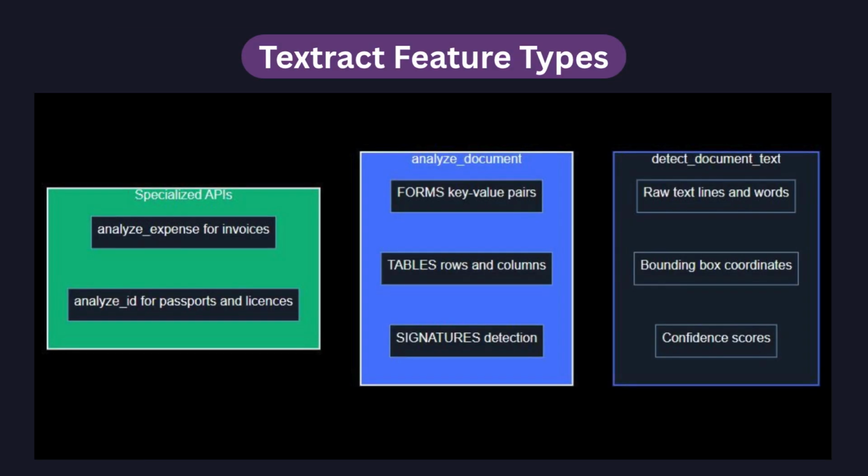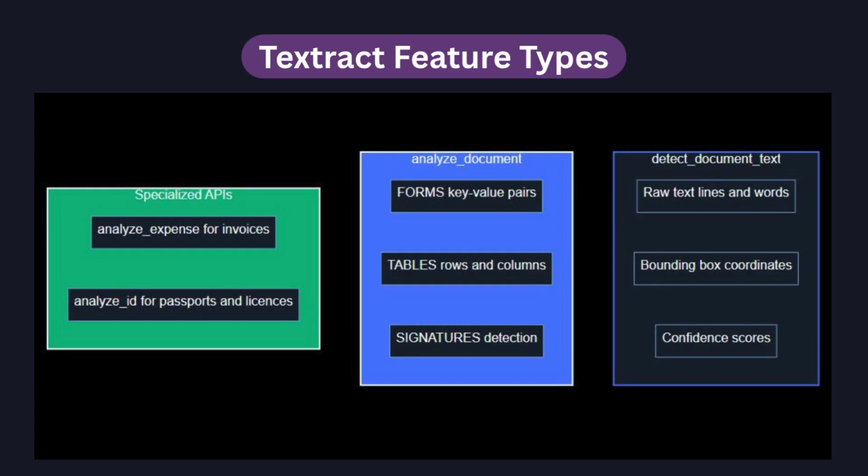Textract feature types. AWS Textract provides multiple feature types depending on the use case. The main feature types include detect document text, which extracts raw text from documents, along with confidence scores and bounding boxes. Analyze document is used to extract structured data such as key-value pairs in forms, tabular data in tables, and signatures. Analyze expense is specifically designed for invoices and receipts, while Analyze ID is used for identity documents like passports and driving licenses. These feature types allow developers to choose the correct level of extraction based on document complexity.